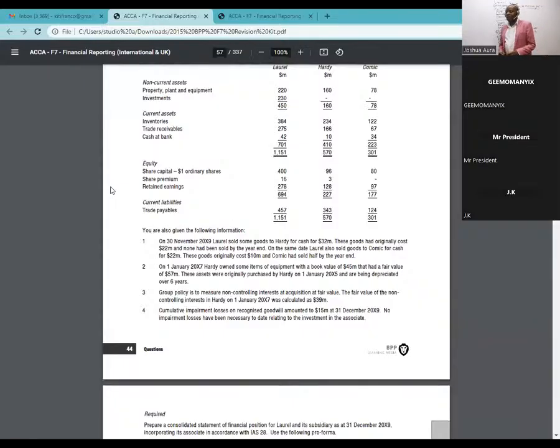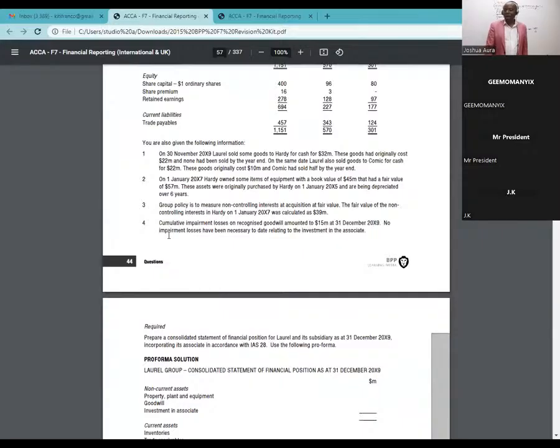Then now we think about any adjustments that are needed. So we start straight away. Before you compute goodwill or whatever, just go to the notes to the accounts. So we start with number one. On 30th November 2019, Laurel sold some goods to Hadi for cash for 32 million. These goods had originally cost 20, so they've given us cost, they've given us sales revenue.